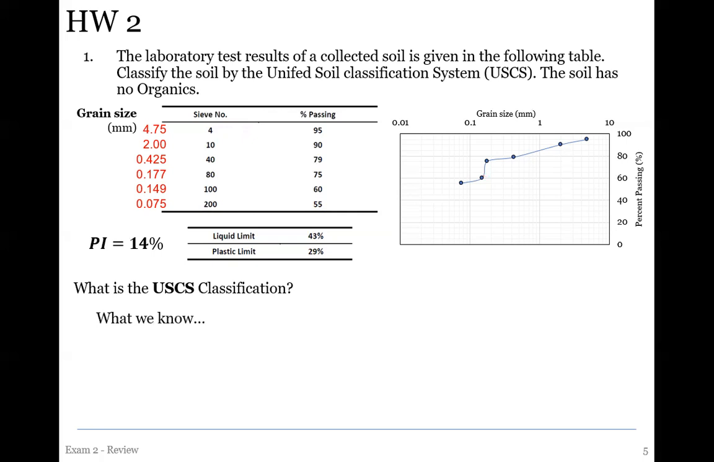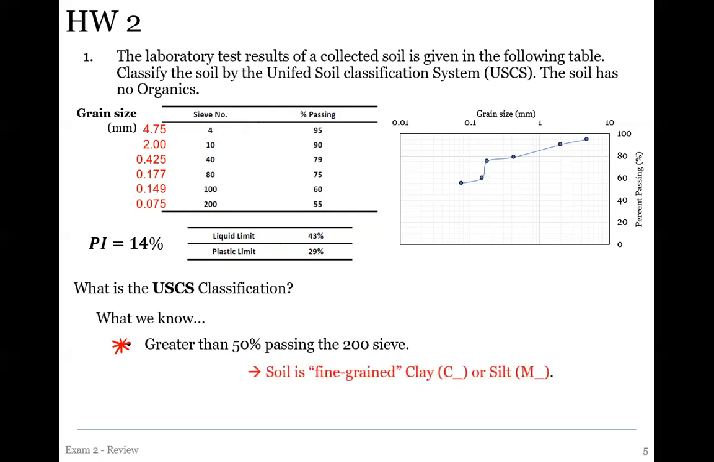And so let's go through some of the steps here. So we know that there is greater than 50% passing the 200 sieve. So again, this is something that I would highly recommend you guys memorizing. That 200 sieve is pretty easy. It's whatever the majority is. So if the majority is passing the 200 sieve, then we know it is considered a fine grained soil. So that means it's either going to be clay or silt. Those are our two fine grained soils. So we know the first group symbol is going to either be a C or an M, C for clay, M for silt, from some Latin or Greek word for silt.